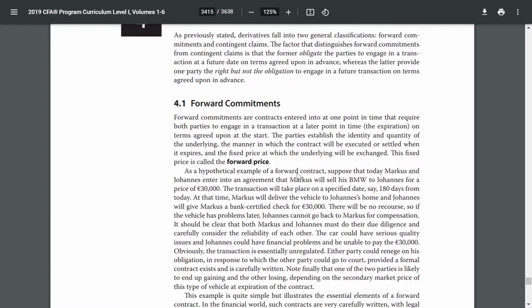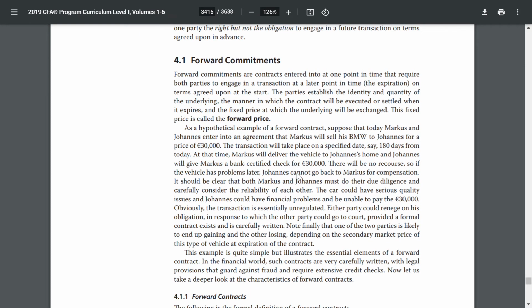Forward commitments are contracts entered into at one point in time that require both parties to engage in a transaction at a later point in time on terms agreed upon at the start. The parties establish the identity and quantity of the underlying, the manner in which the contract will be executed or settled when it expires, and a fixed price at which the underlying will be exchanged. This fixed price is called the forward price.